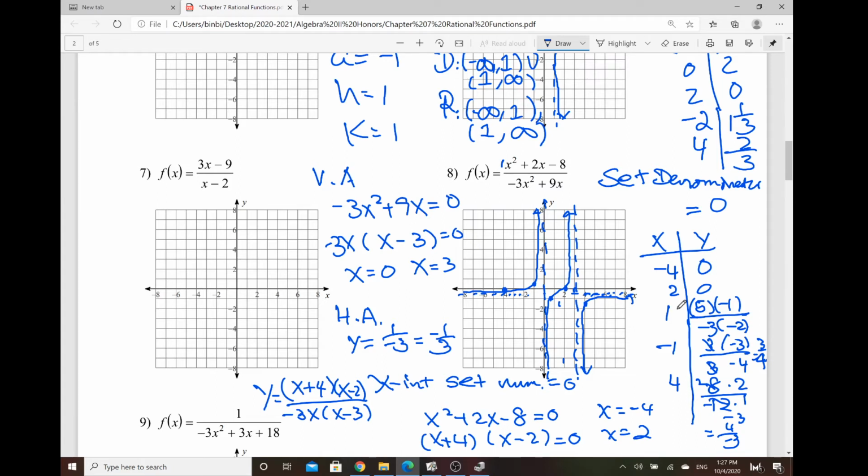So finding the domain and the range. For the domain, as you can see, we have 3 different intervals. We have negative infinity all the way to 0, union 0 to 3, because that's the VA, and then union 3 to infinity. Now what about the range? Negative infinity all the way to negative 1/3, and then negative 1/3 all the way to infinity.